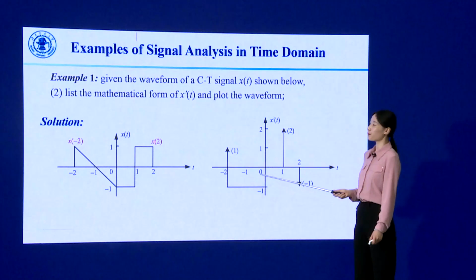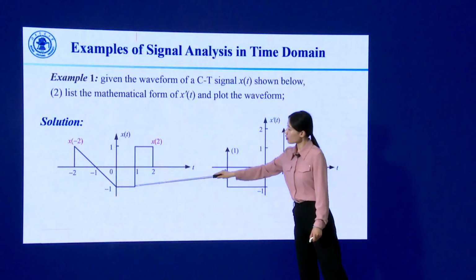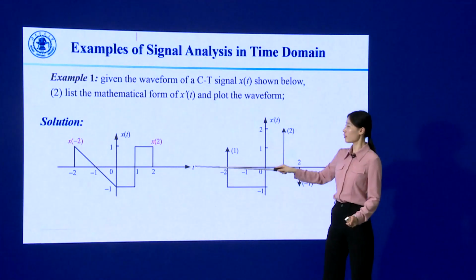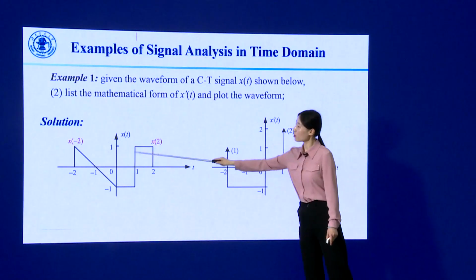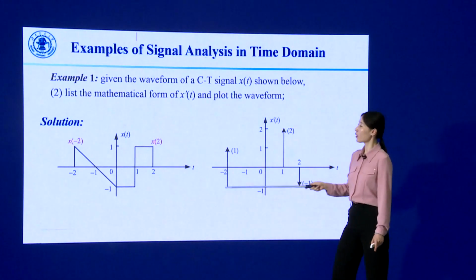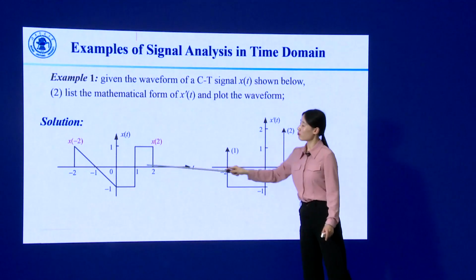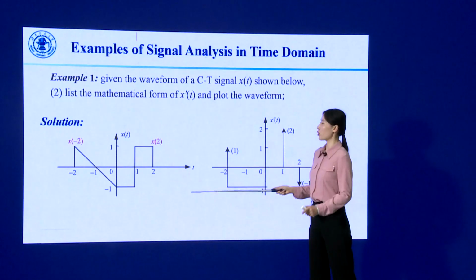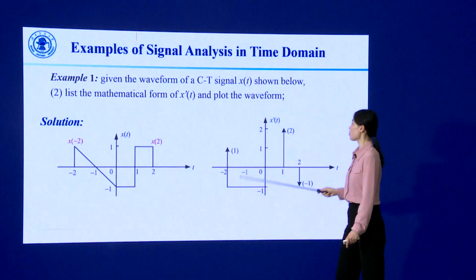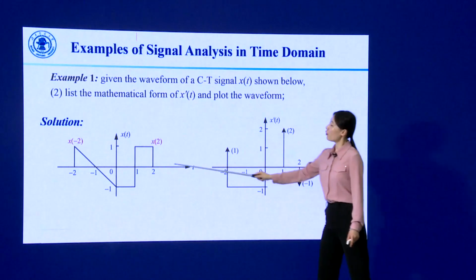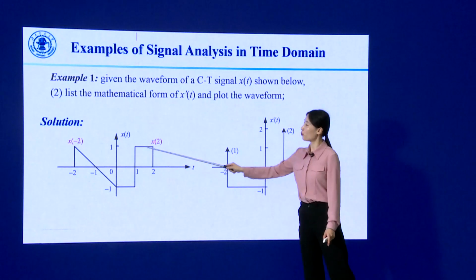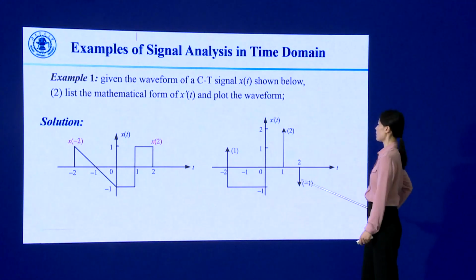thus the first derivative is equal to minus 1. And for this point and this point, they are both discontinuous points, thus the first derivative for these 2 points are delta signals. For these points, the magnitude change is 1 to minus 1, thus the strength is 2. For this point, the magnitude change is 0 to 1, thus the strength is minus 1.